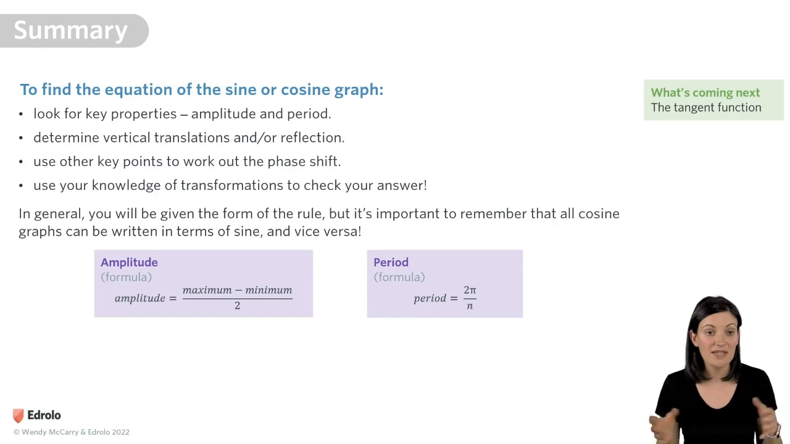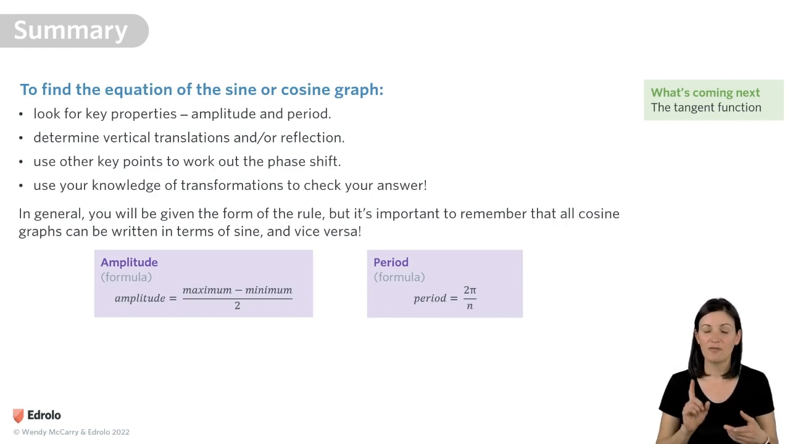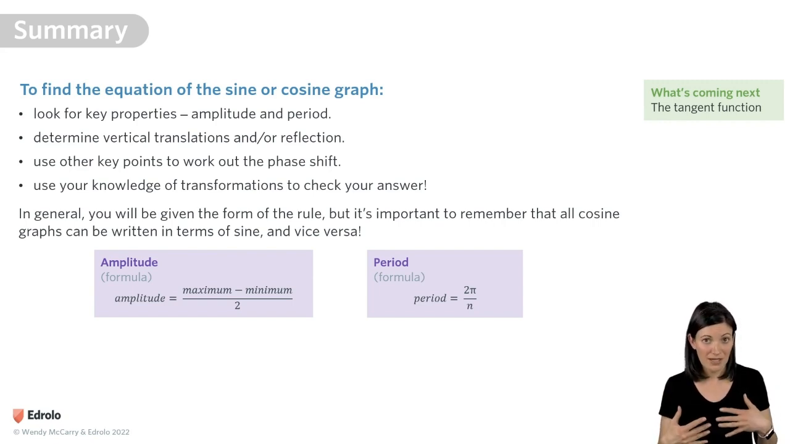All right, guys, so in summary, if you want to find the rule of a sine or a cosine graph, first off, look at your key properties. So look at your amplitude and your period. Then from that, you can work out your value of a and your value of n. Look for any reflections, to see if a is positive or negative. And then you can use key points to determine any of your translations up and down or left and right. I've got the formulas for you there for amplitude and period.